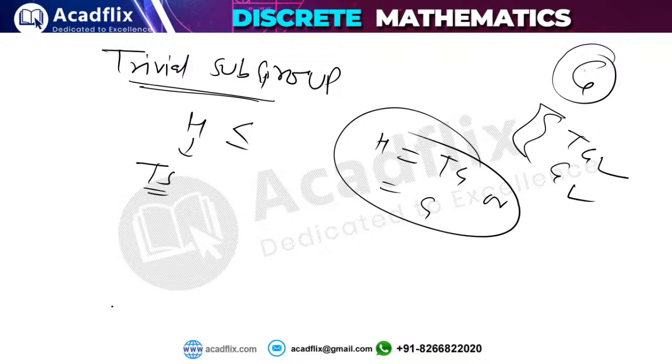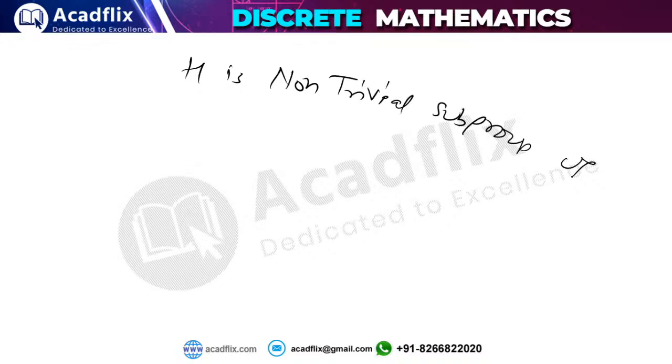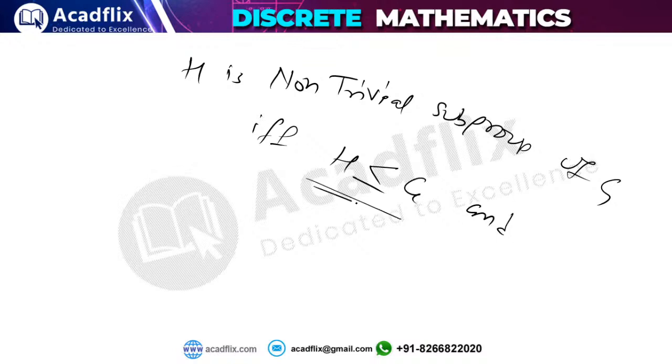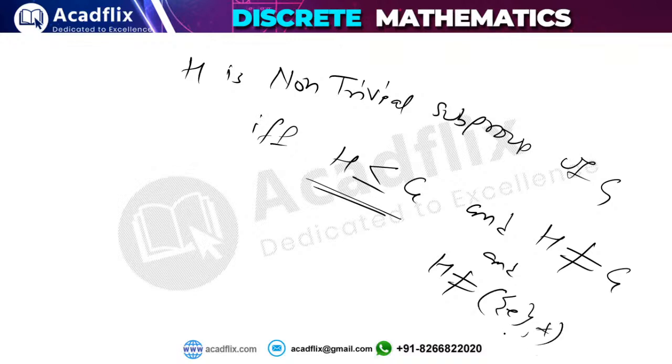So what is a non-trivial subgroup? If you know the trivial subgroup, then what is a non-trivial subgroup? H is a non-trivial subgroup of G if and only if, first of all, H is a subgroup of G, and H is not equal to G, and H is not equal to the trivial group. You already know what the trivial group is. So basically, this is our non-trivial subgroup.